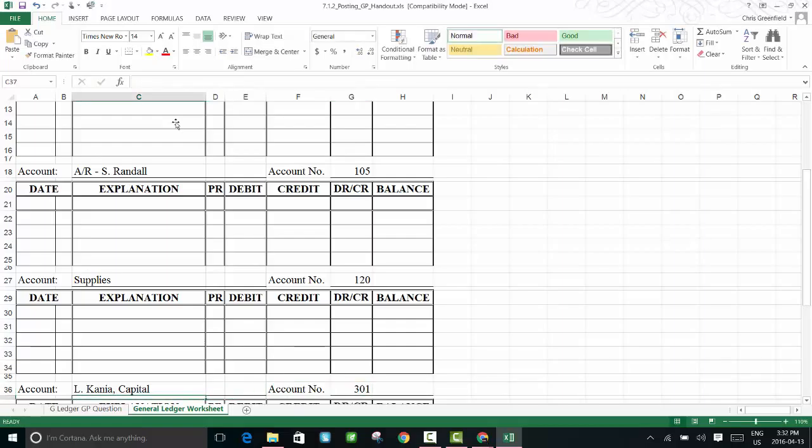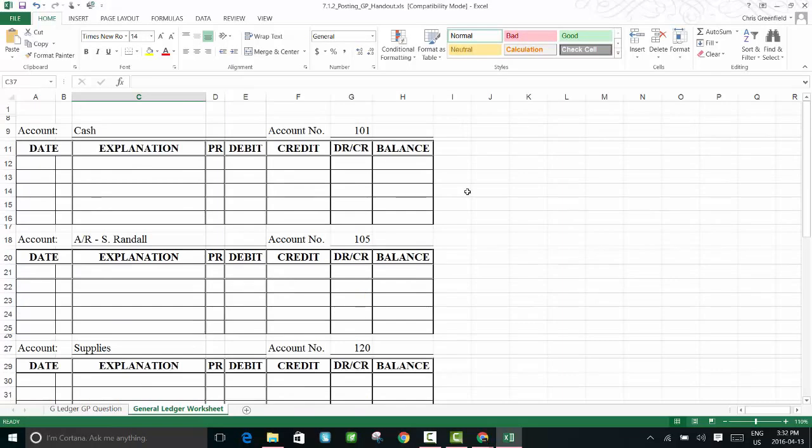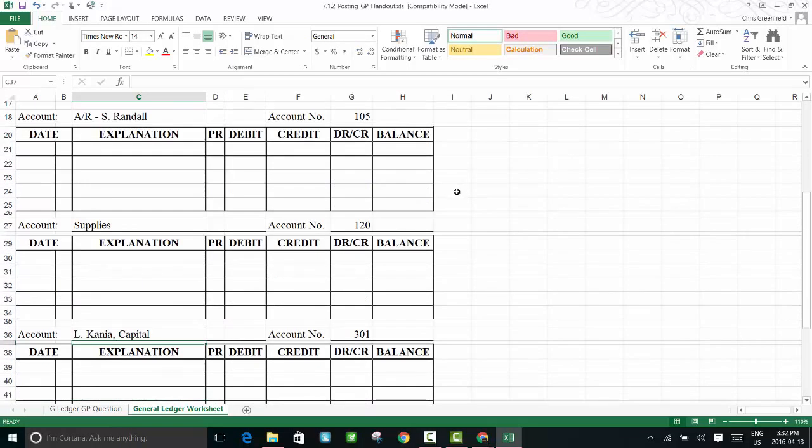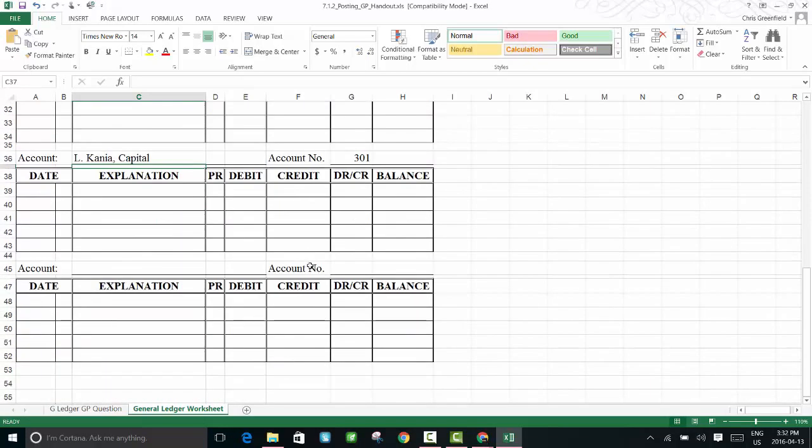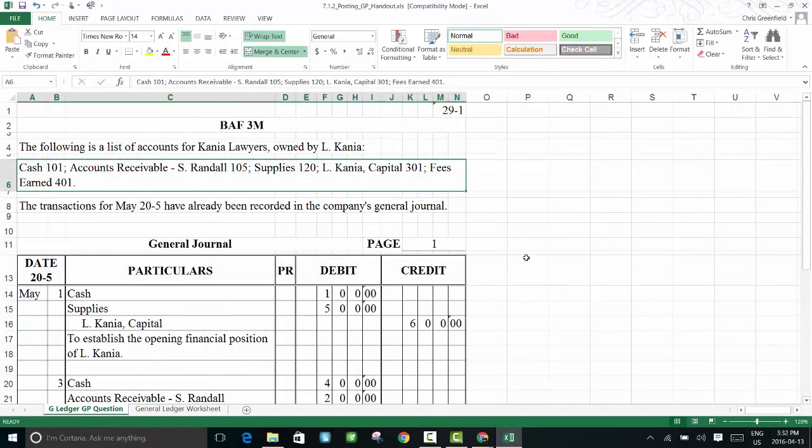Notice how our account numbers fit in with the kinds of charts of accounts that we learned. We have all these asset accounts in the 100s, a capital account in the 300s, and now we have a revenue account, which will be in the 400s. There we go. Okay, so we have our accounts set up. Now we need to go ahead and do the transactions.